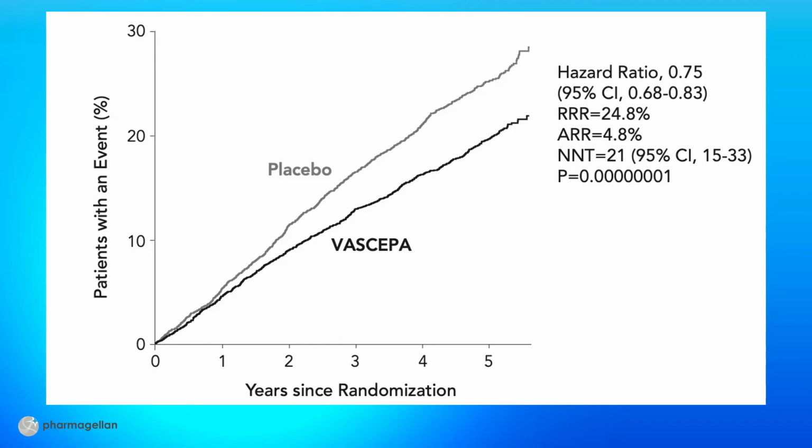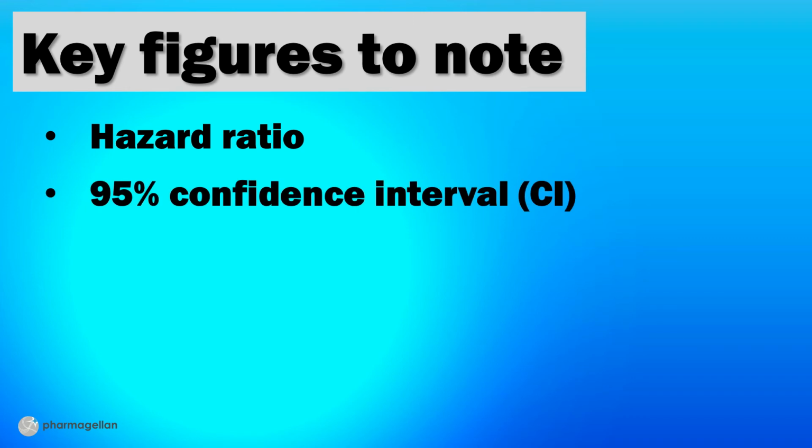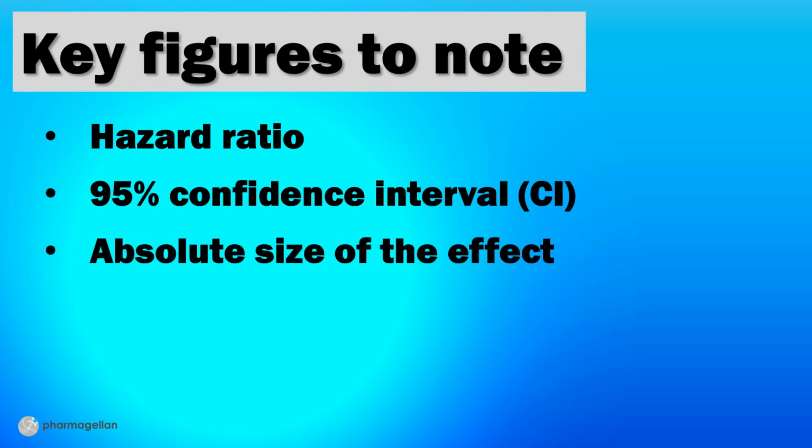The studies shown here also reported some other statistical results, like the relative risk reduction, or RRR, and the number needed to treat, or NNT. These are academically interesting and sometimes informative to practicing physicians, but in most cases, they don't add a ton of useful information to investors or folks who work in biopharma. You're usually fine focusing on the hazard ratio, the 95% confidence interval, and the absolute size of the effect.